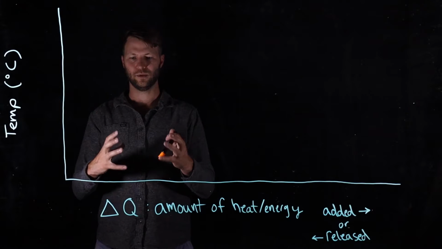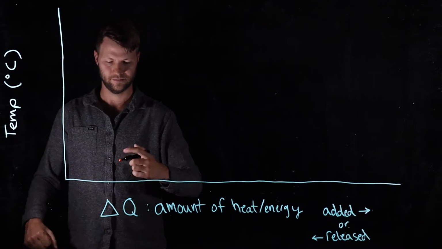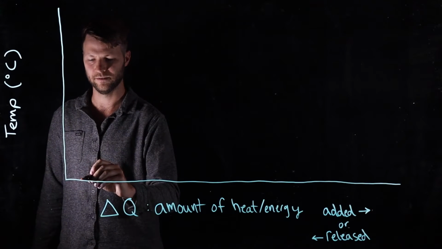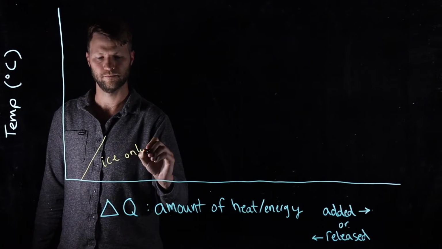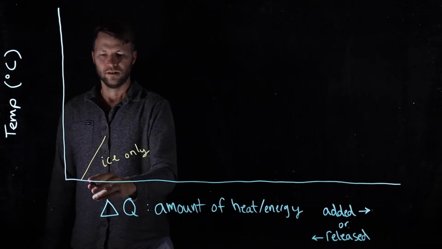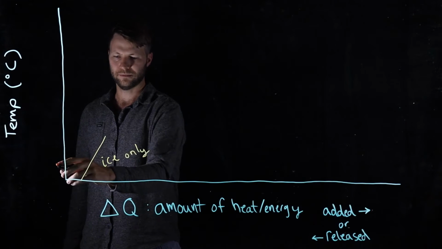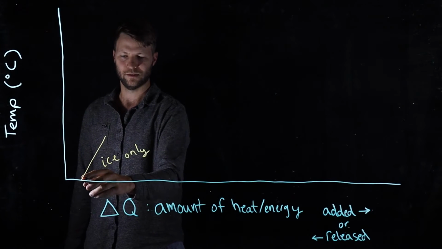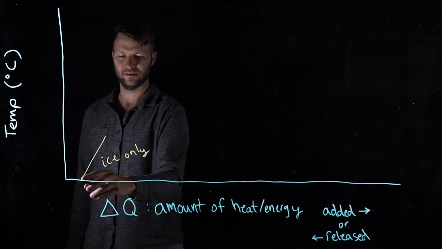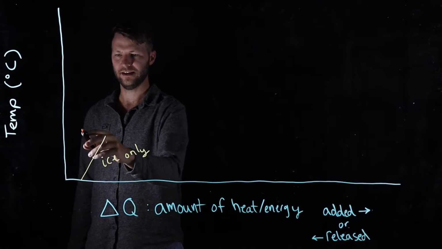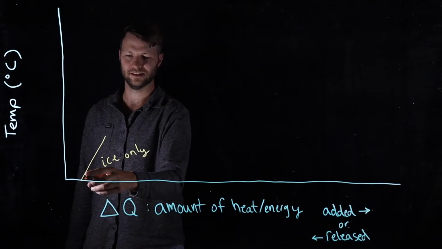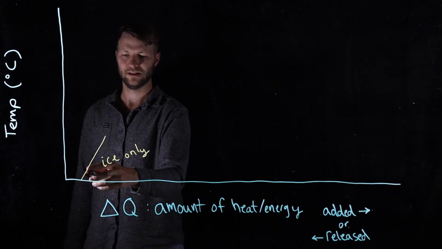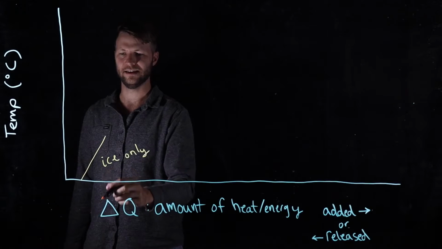So let's start with a chunk of ice only. So a solid here, ice only. We're at some temperature below 0 degrees Celsius and we're adding heat, and we see that there's a linear increase in the temperature of the ice from maybe negative 40 degrees Celsius at an initial temperature, and we're warming it up as we add heat.